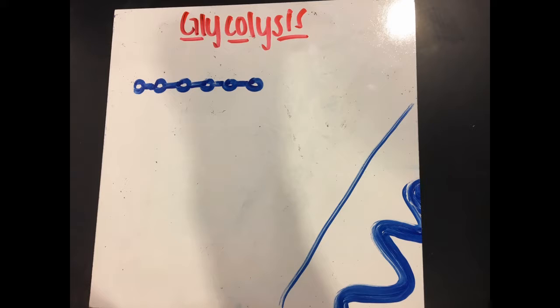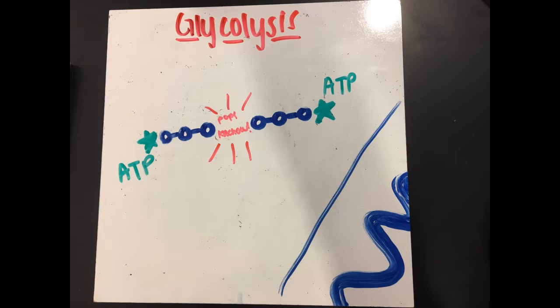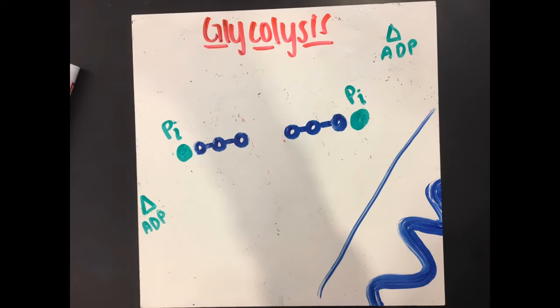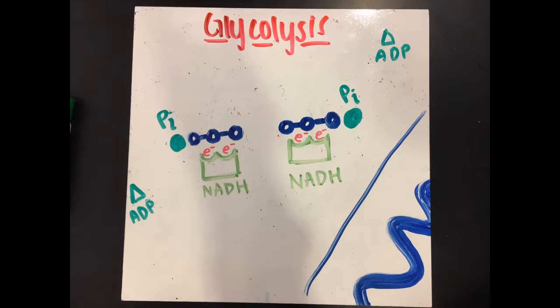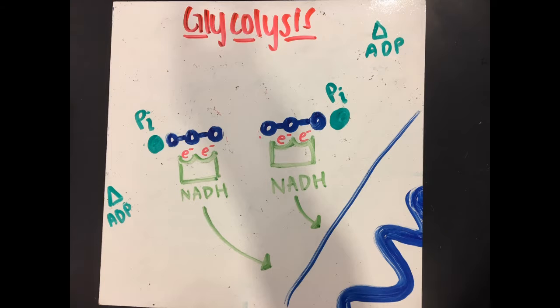In glycolysis, we start off with a 6-carbon molecule called glucose. Glucose is then split apart with the help of 2 ATP into 2 3-carbon molecules called pyruvate. Meanwhile, 2 NADH molecules come in, taking electrons with them.